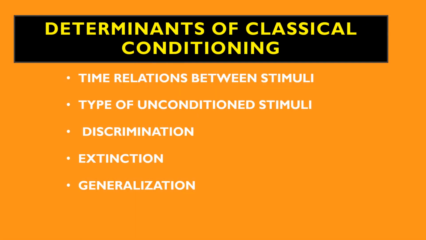Determinants of classical conditioning. Behaviorists have described a number of different phenomena associated with classical conditioning. Some of these elements or factors involve the initial establishment of the response, while others describe the disappearance of the response. So, the factors that affect the classical conditioning are time relation between stimuli, type of the unconditioned stimuli, then discrimination, extinction, and generalization.